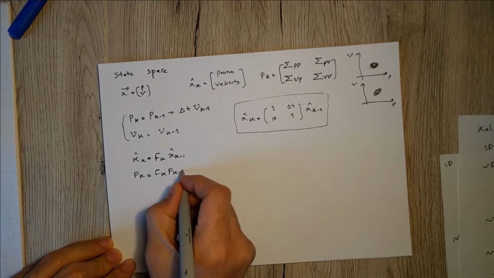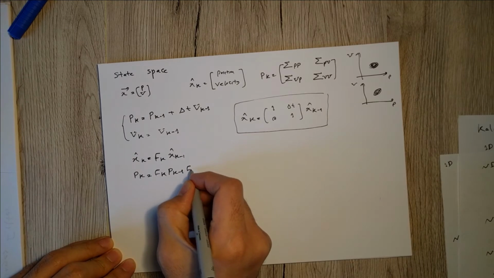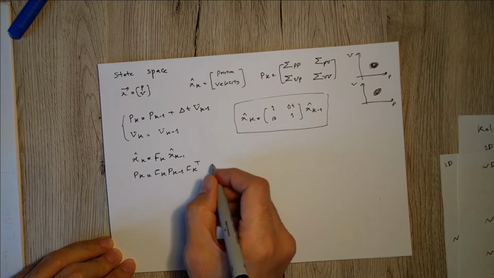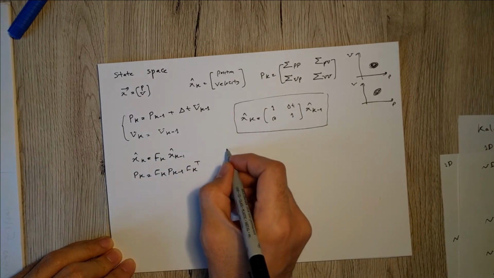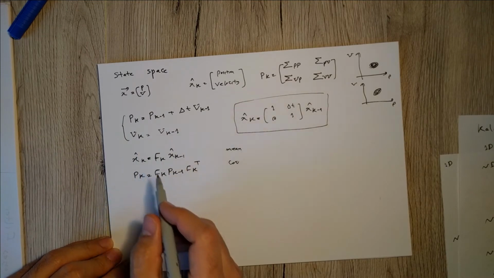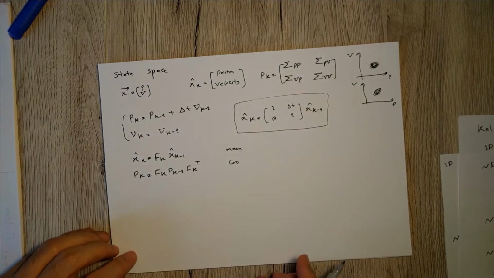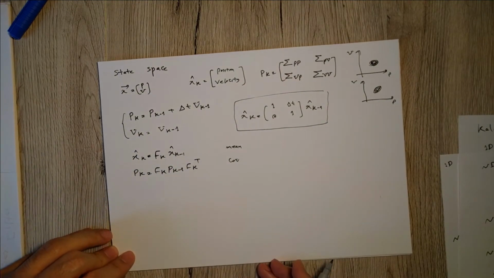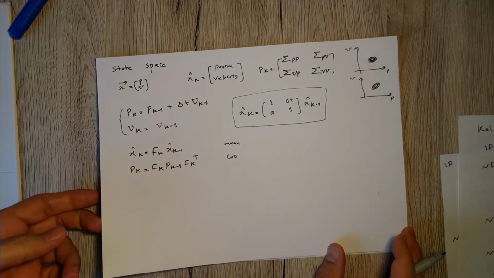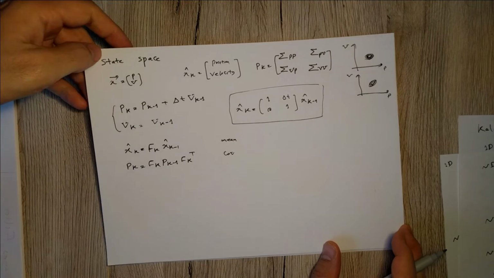Previous covariance multiplied by F multiplied by F transpose. So these are the new mean and covariance. So this is the estimate that our model gives us for a new state.